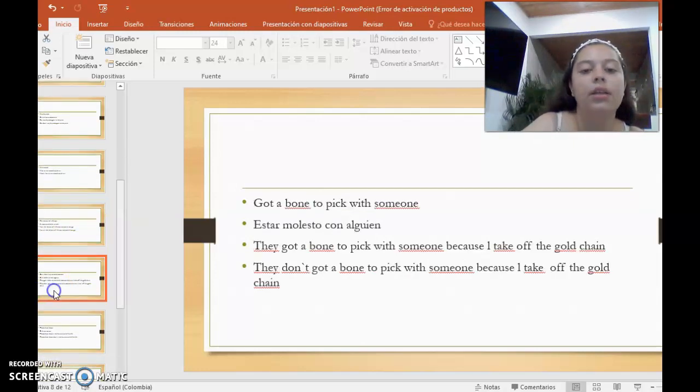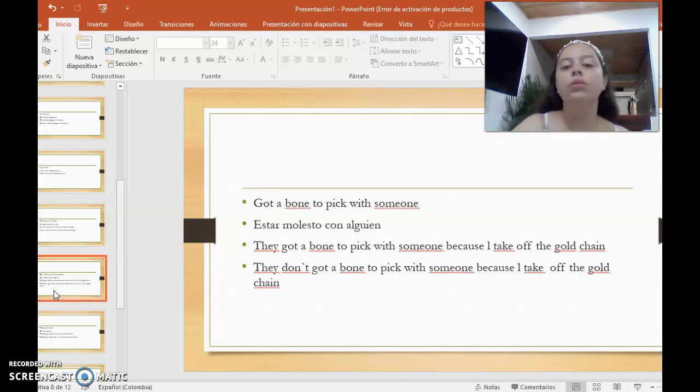The example is "to have a bone to pick with someone." "Estar molesto con alguien." They have a bone to pick with someone because I take off the wall chain. The negative form is they don't have a bone to pick with someone because I take off the chain.